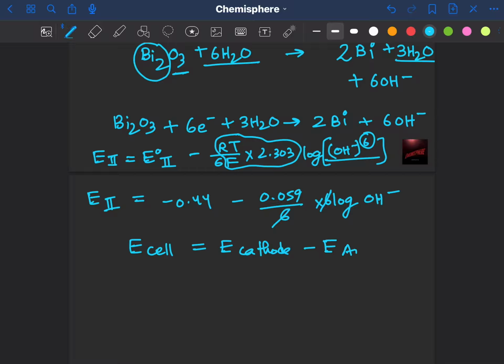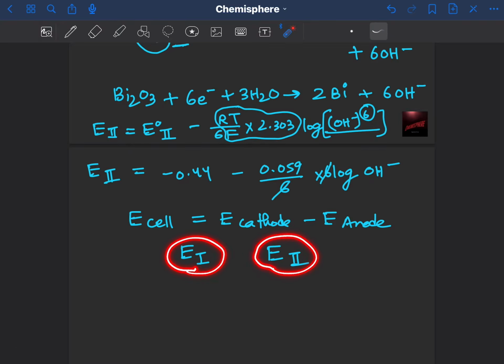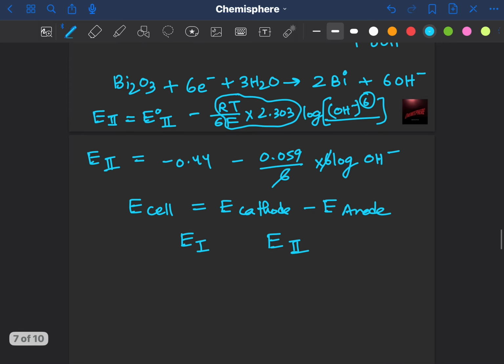Now we know that E cell is given to us, which is again E cathode minus E anode. To decide, we know the half cell values, that is E1 and E2, right? Now we have to decide whether E1 is the cathode or the anode. Same thing with E2. For that we need to look into the values of E naught RP, which is given to us. So they have given that E naught RP of 1 is minus 0.9 and E naught RP of 2 is minus 0.44, right?